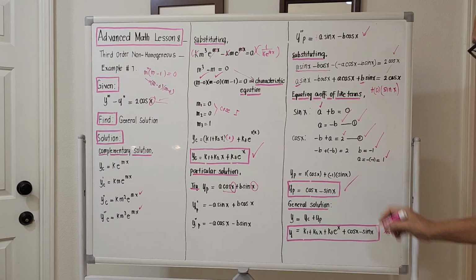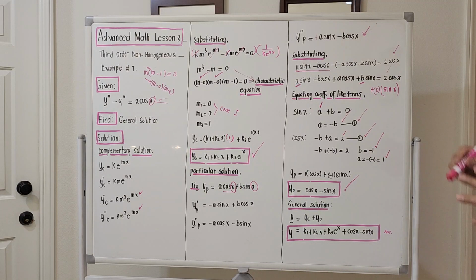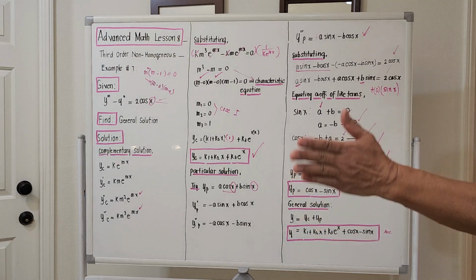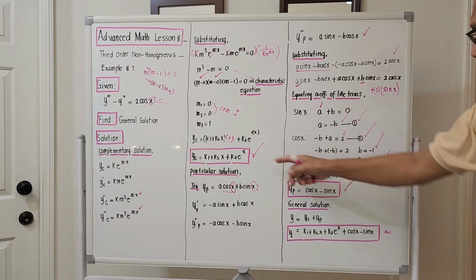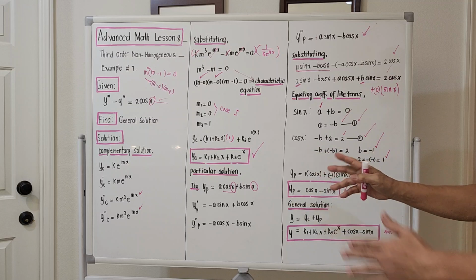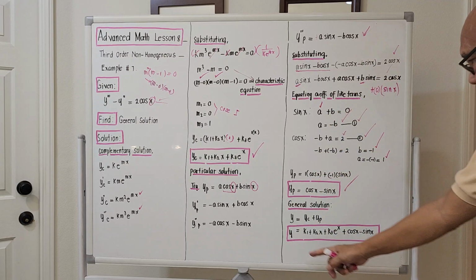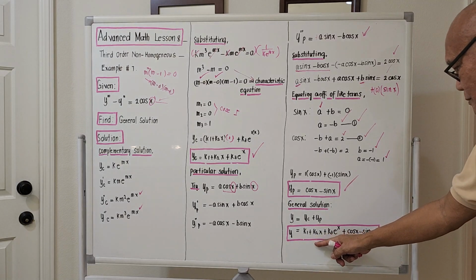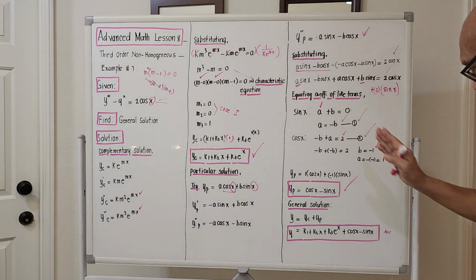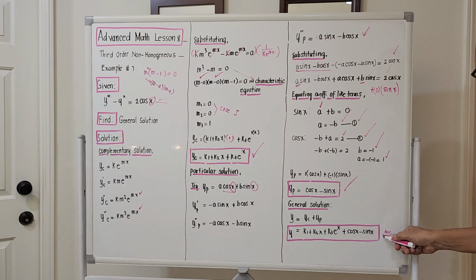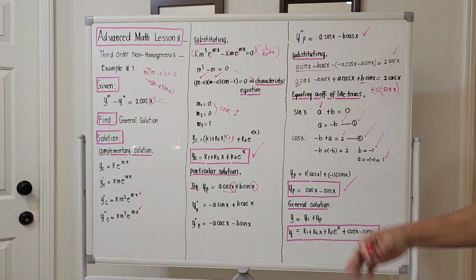And to compute for the general solution, the general solution is always the sum of the complementary plus particular. And since we now know the complementary and we now know the particular, just take the sum, and that is our total general solution. So the total general solution now will be y equal to c1 plus c2 x plus c3 e to the x plus the particular solution, which is cosine x minus sine x. That is our final answer on the general solution. That's it, guys. As simple as that.